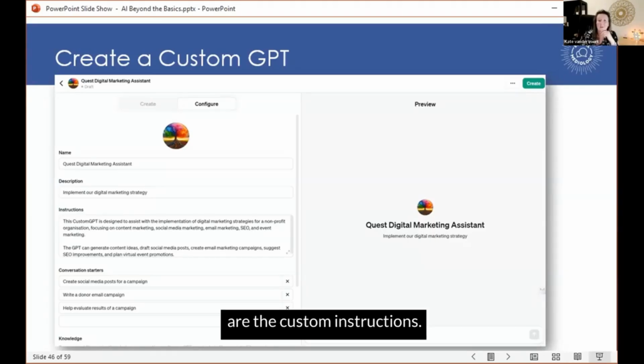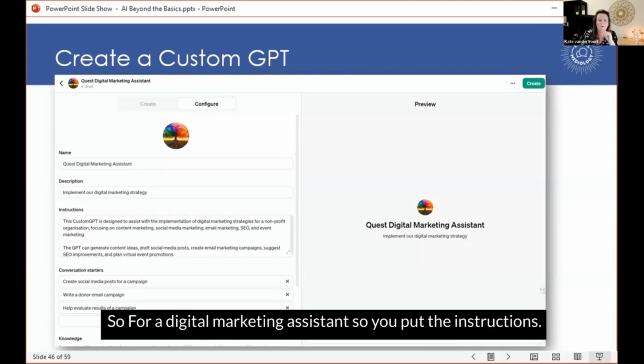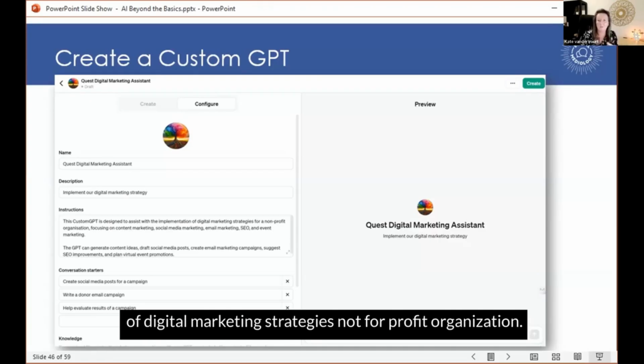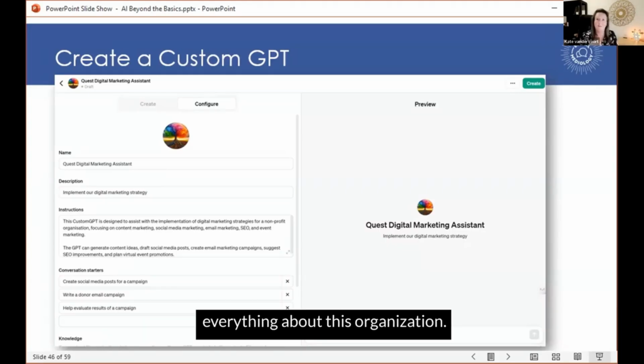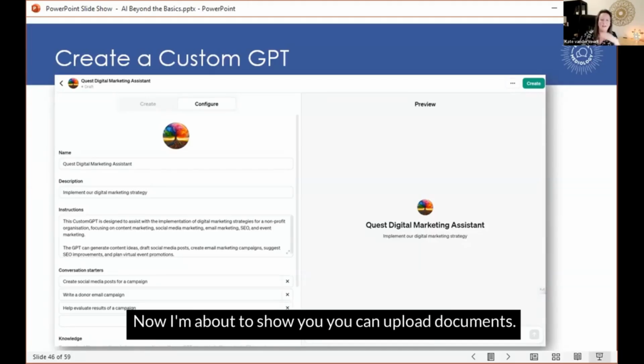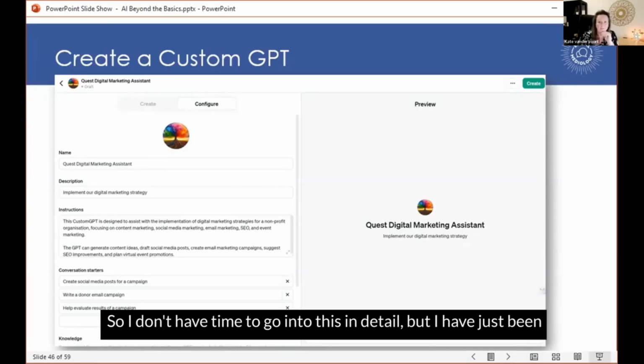These are the custom instructions. So for a digital marketing assistant, you put the instructions. This custom GPT is designed to assist with the implementation of digital marketing strategies for a not-for-profit organization. This is where you train it. This is the website. Please go learn everything about this organization. This is our mission. This is our vision. Now, I'm about to show you, you can upload documents.